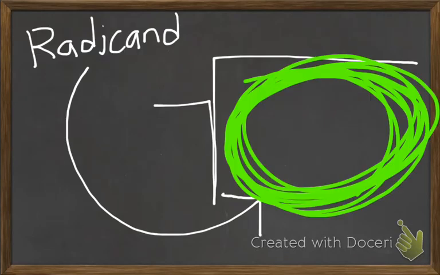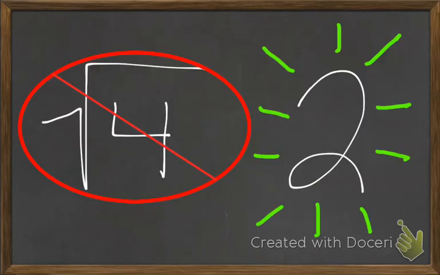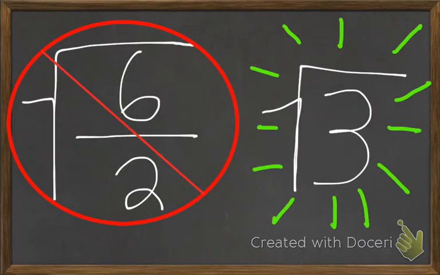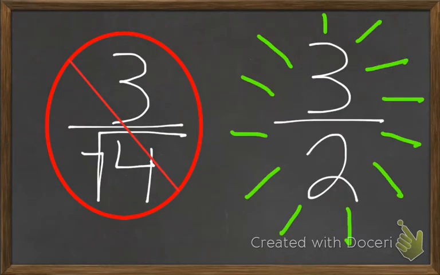A radical expression is considered to be fully simplified when there are no perfect square factors in the radicand, which is the number or variable underneath the radical, as shown here, no fractions within the radical, and no radicals in the denominator, the bottom part of the fraction. So as we can see, the square root of 4 is a perfect square, so that goes to 2. The square root of 6 over 2 can be simplified down to the square root of 3. And 3 over the square root of 4 can be simplified down to 3 over 2.